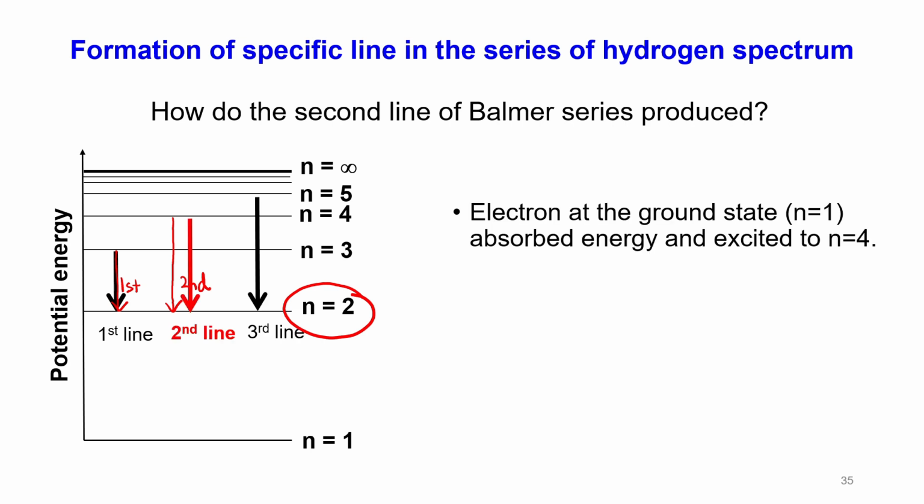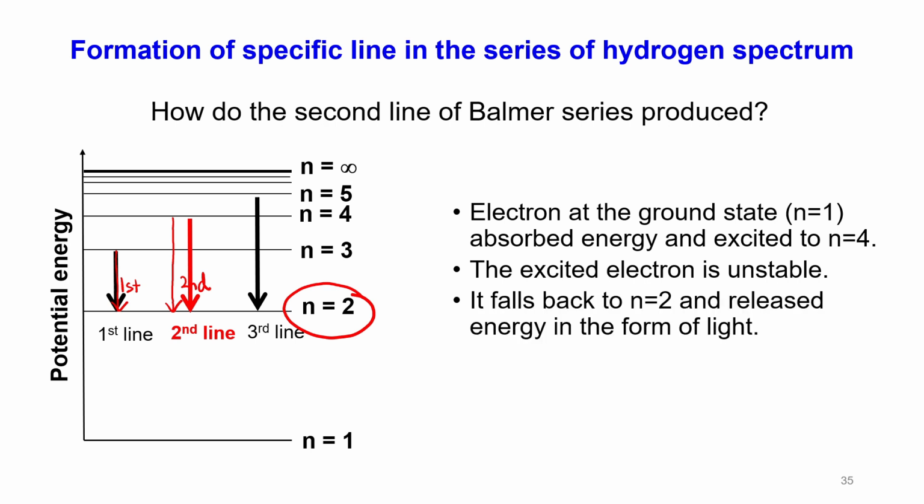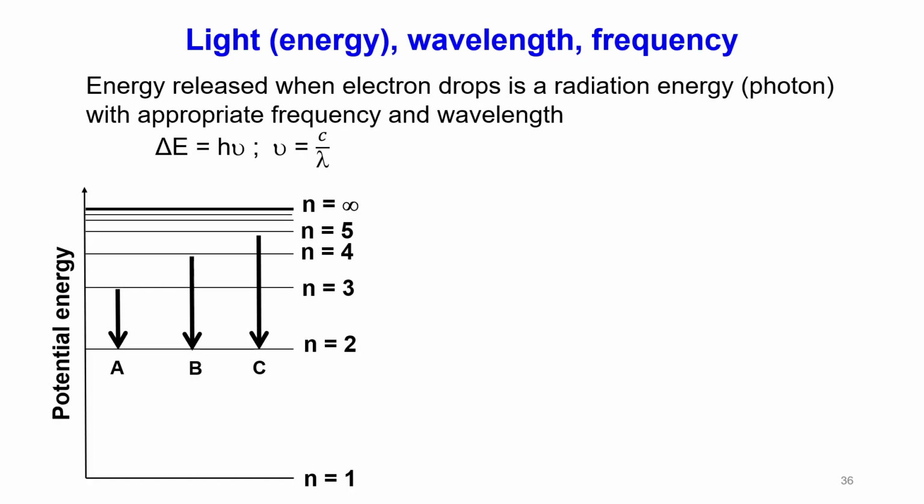Alright, so we have the electron at the ground state n is equal to 1. It absorbs energy and excites pergi n is equal to 4. Jadi bila dia n is equal to 4, it is unstable. Thus, it will fall back to n is equal to 2, and then it will release energy in the form of light. So light energy, wavelength and frequency. Energy released when the electron drops is a radiant energy with appropriate frequency and wavelength.